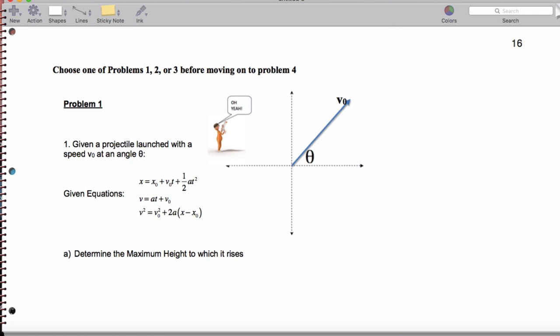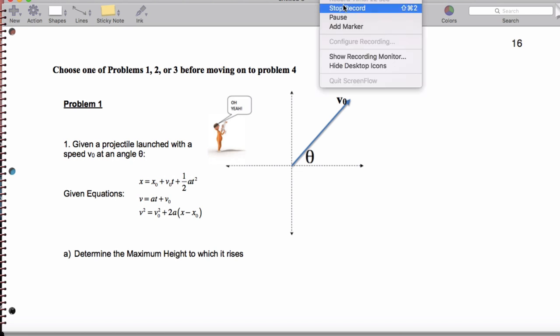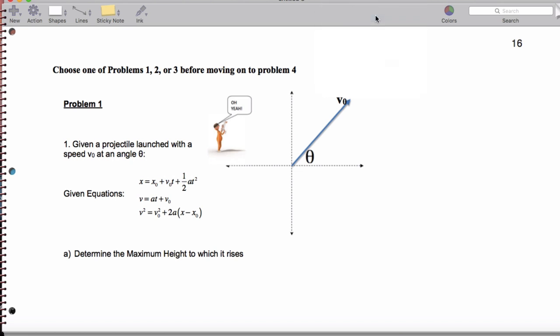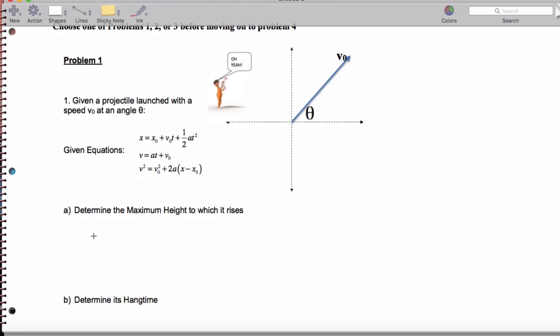Oh, hey, everybody. Earthquake drill. Well, I paused the video, so while you're debriefing about the earthquake drill, I'm going to calculate the maximum height to which this object rises.